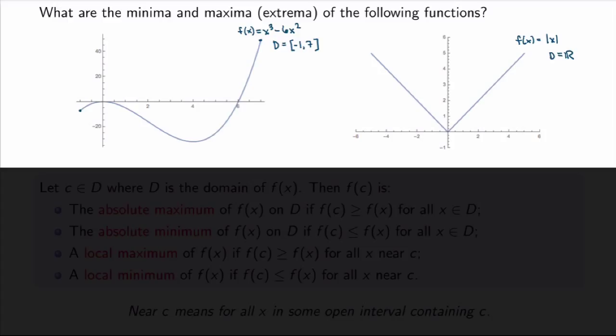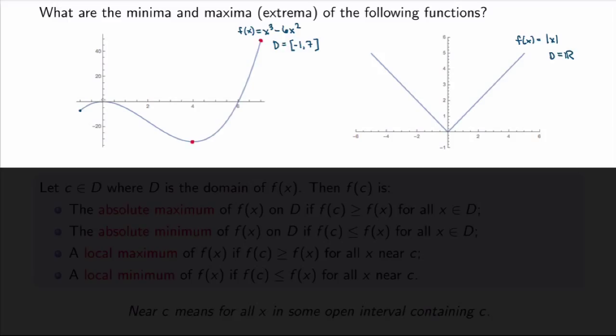So we're looking for the maximal value of the function over the domain. So if I look at the function, I see that its maximal value will be right here at the endpoint. We will call that the absolute max of the function. As for the minimal value of the function over the domain, it will be somewhere like here. So this will be the absolute minimum of the function.